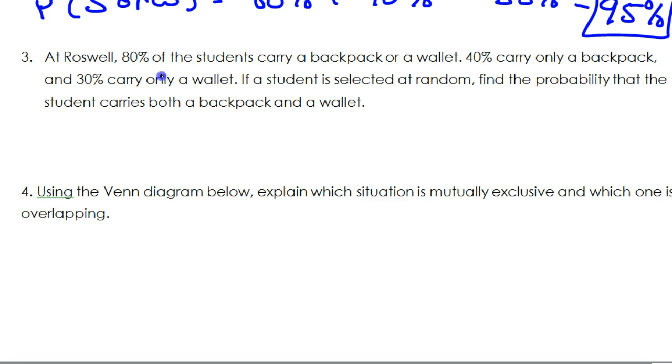At Roswell, 80% of the students carry a backpack or a wallet. Interesting. 40% carry only a backpack, and 30% carry only a wallet. If a student is selected at random, what's the probability that the student carries both a backpack and a wallet? This is a really interesting problem.